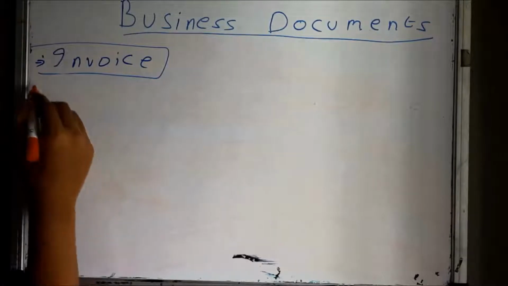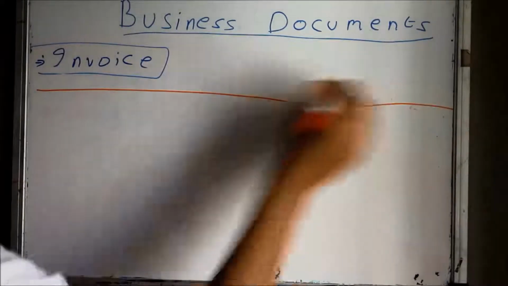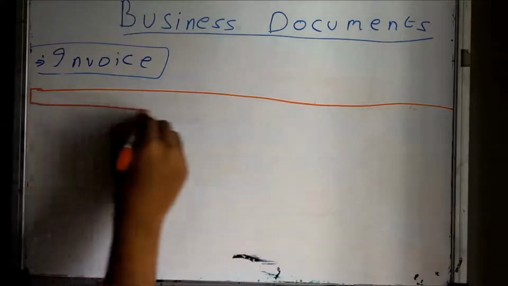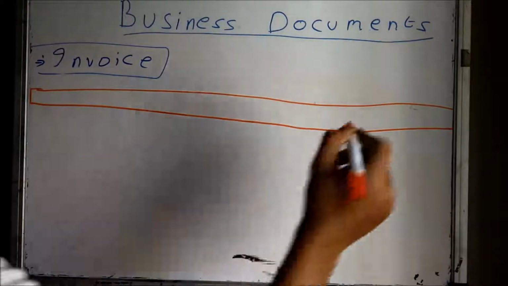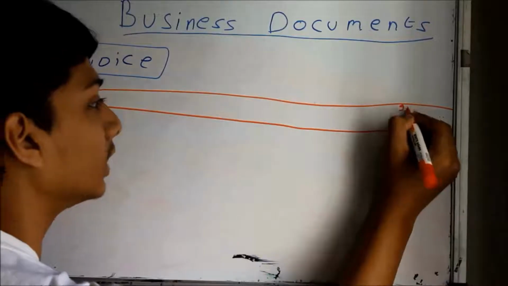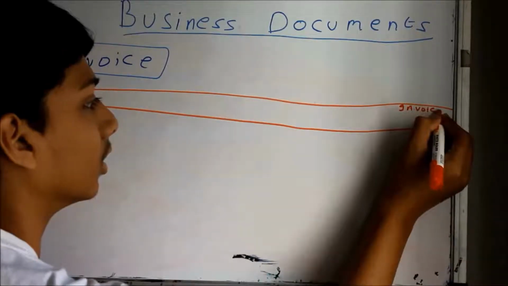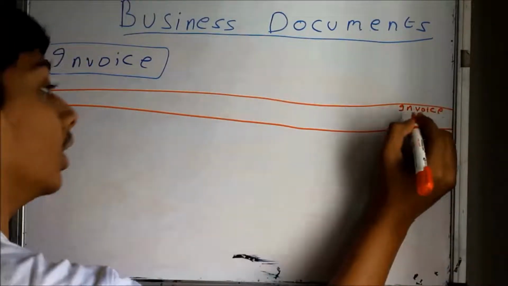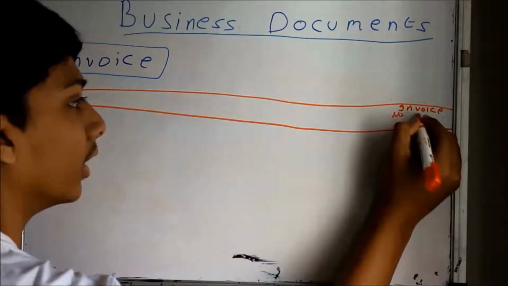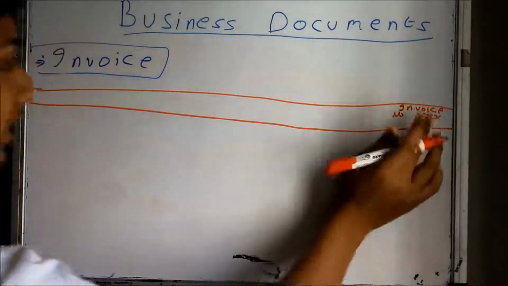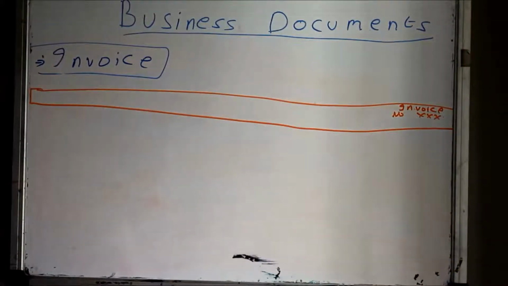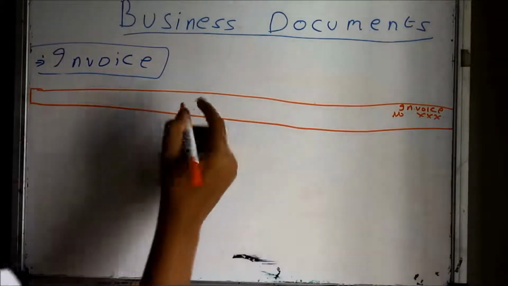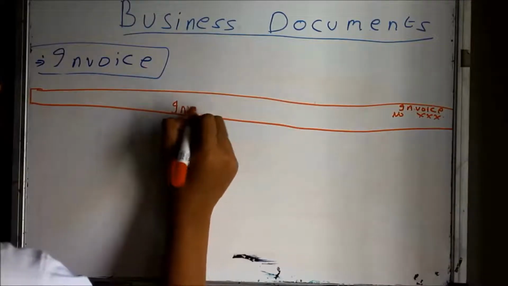There is the top heading over here. On the top right corner, the invoice number is written. Invoice number XXX. It's just an example, any invoice number depending on how many sales the business has made. And on the top, the heading invoice is given.